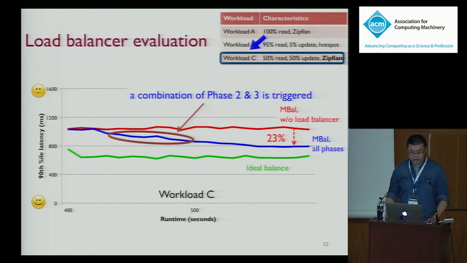Workload C is write-intensive with 50% updates. Hence, phase 1 is not effective at all for this sub-workload. The reason is that the overhead of propagating write updates for key replication outweighs the benefit that it can bring. Hence, a combination of phase 2 and phase 3 is triggered within this sub-workload, which can bring down the latency by 23%.